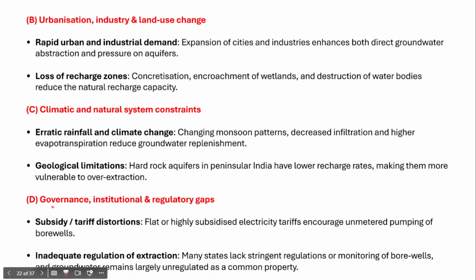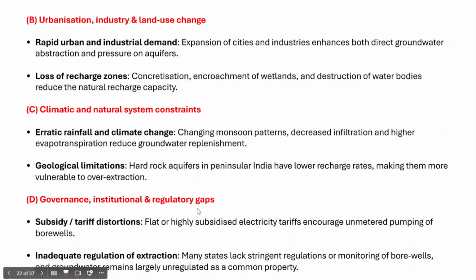And then we need to talk about the governance, institutional and regulatory gaps which are responsible for the depletion of the groundwater resources. Now, in fact, in India, electricity is highly subsidized. Highly subsidized electricity is given to the farmers. So highly subsidized electricity has been one of the leading factors for the over extraction of the existing groundwater resources.